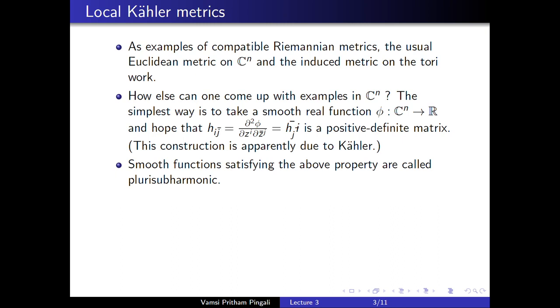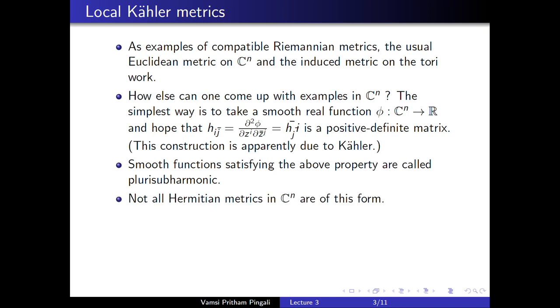Well, if I take the trace of this matrix h_{i\bar{j}}, that's ∂²φ/∂z₁∂z̄₁ plus ∂²φ/∂z₂∂z̄₂ plus so on, that is going to be the Laplacian of φ up to a factor, right? So the fact that h_{i\bar{j}} is positive definite means that its trace is a positive number, which means the Laplacian of φ is positive, which means it's subharmonic.